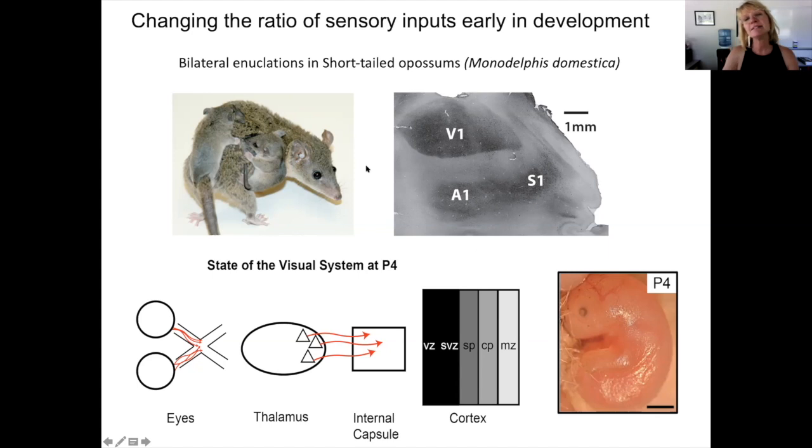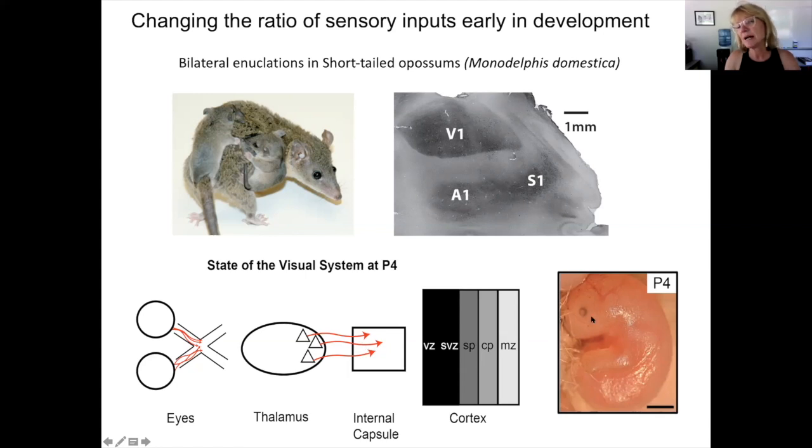And this is a flattened neocortex. You can see this big, beautiful V1. You don't have to be a neuroanatomist to say, ooh, I can really see that. A much smaller S1 and A1. But here's the cool thing down here. The retinal ganglion cells have not reached the thalamus. In fact, they're just about at the optic chiasm. The thalamocortical afferents have not come near the neocortex. They're only in the internal capsule.